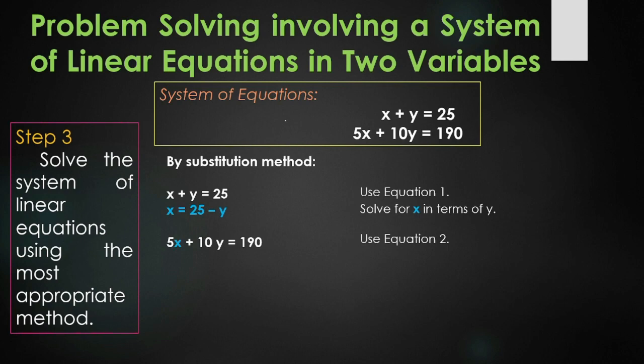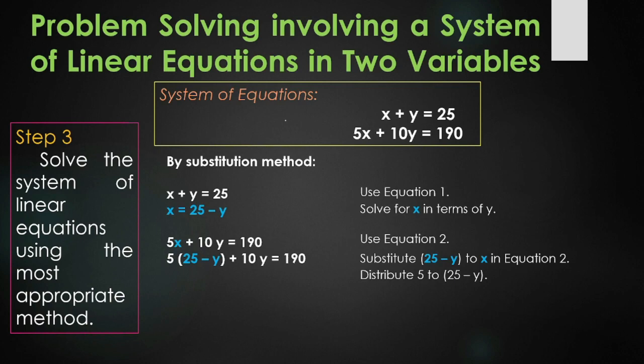You're going to substitute the expression equal to x in equation 2. So here in equation 2, substitute 25 minus y for x. So we replace x with the expression 25 minus y. That's why the equation here becomes 5 times the quantity 25 minus y plus 10y equals 190. Then distribute 5 to the expression 25 minus y. So 5 times 25 is 125. 5 times negative y is negative 5y. Copy plus 10y equals 190.